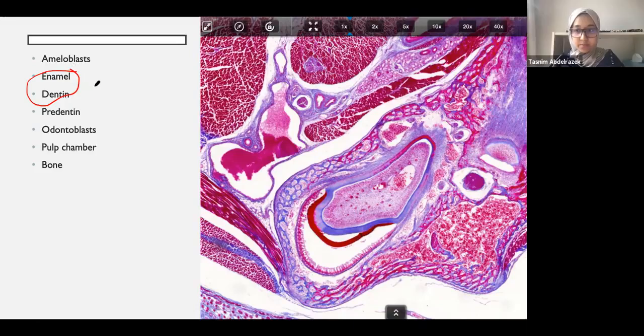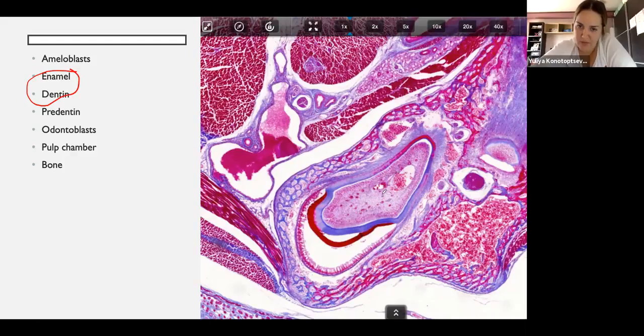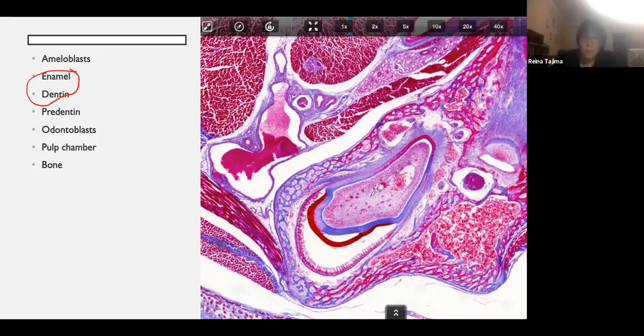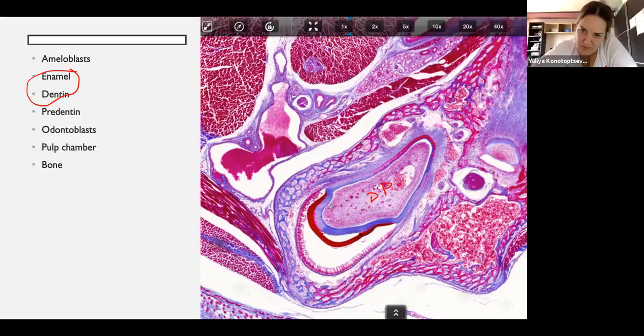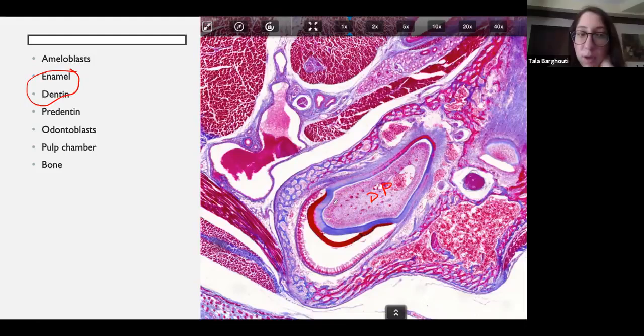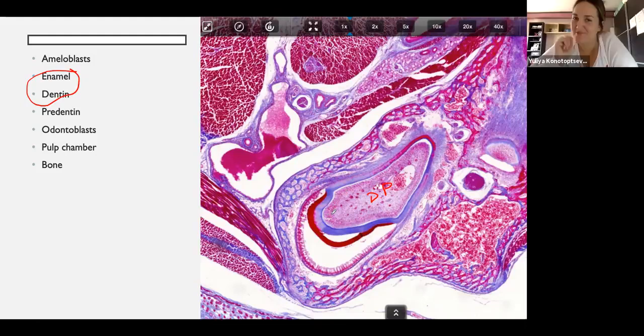Primordial. See these things? Tooth primordium. Let's do it. What is the center here? Dental pulp. Tall columnar cells on the surface: ameloblasts. That's why I said tall columnar cells on the surface, to see if you automatically think ameloblast.